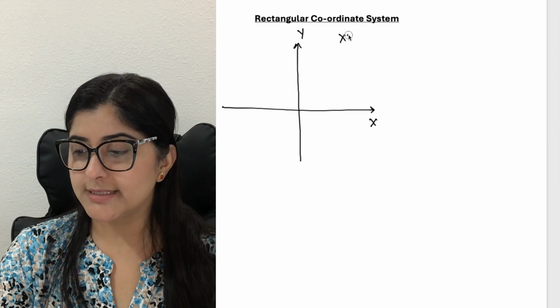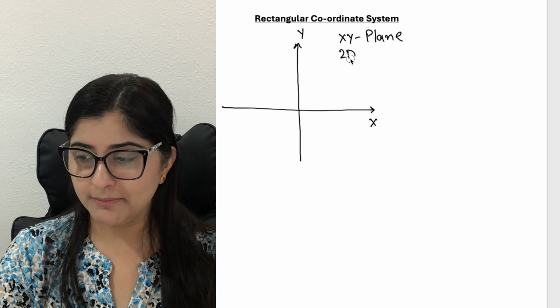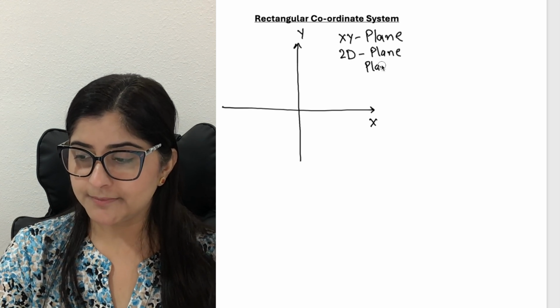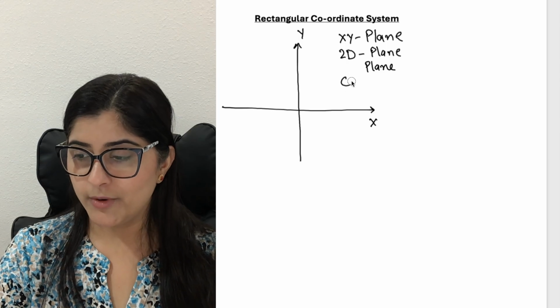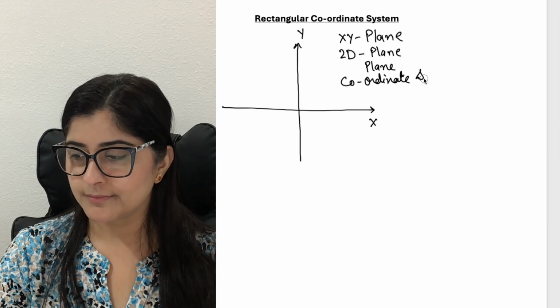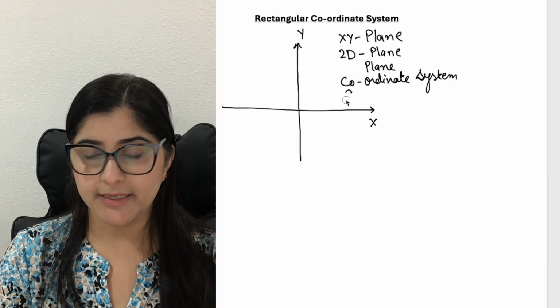We also call it the xy plane. It has different names: 2D plane, just a plane, a coordinate system, and we also call it Cartesian plane.